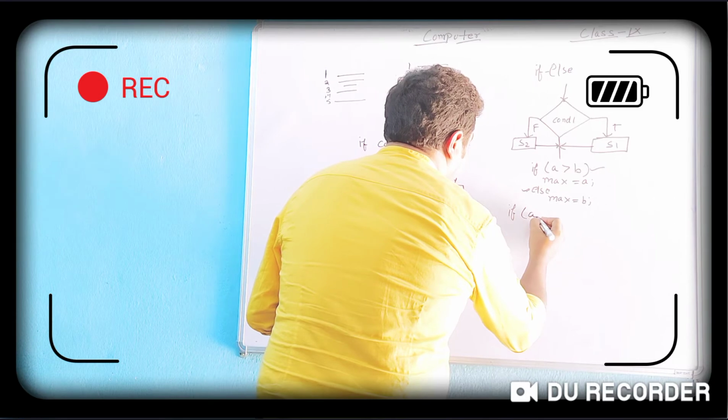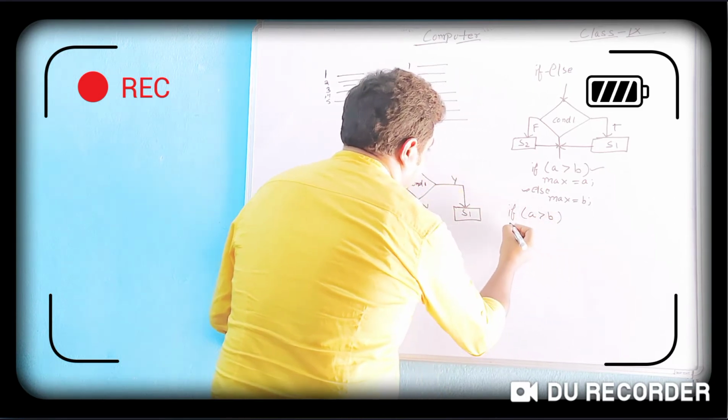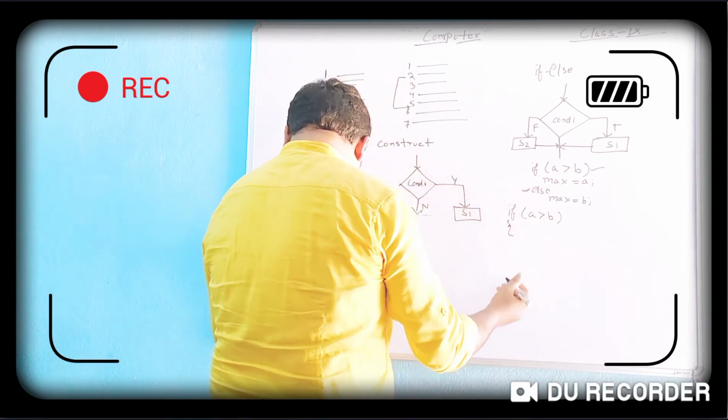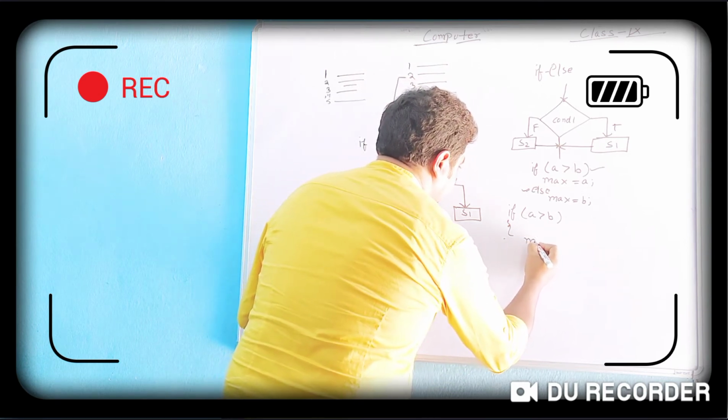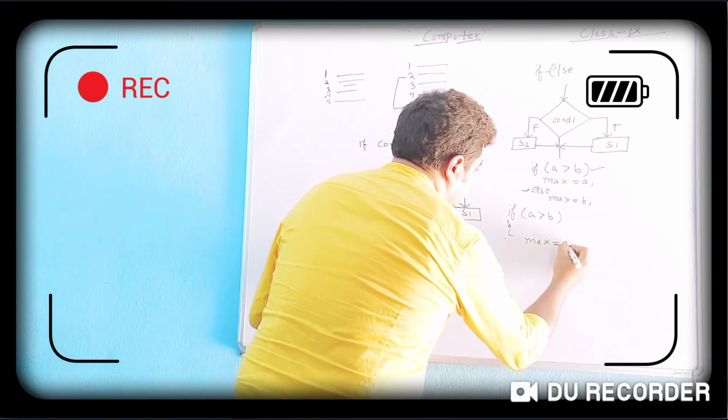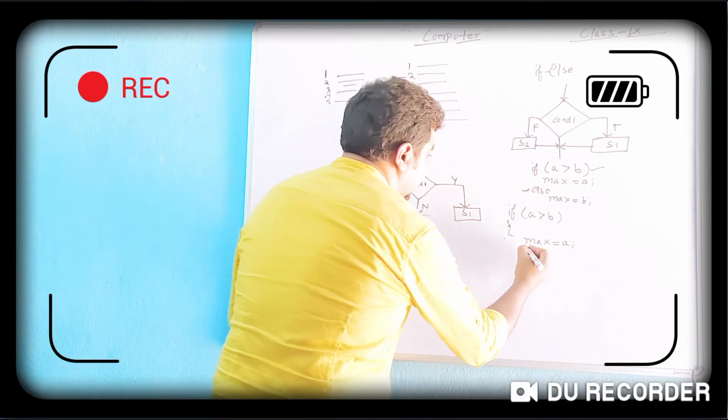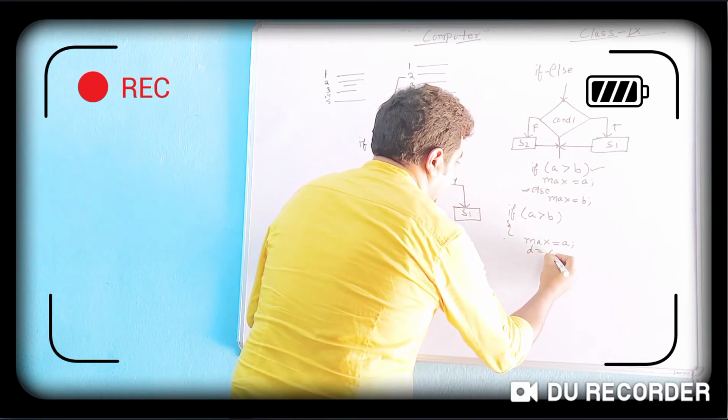If A is greater than B, first you are storing which value is maximum: max is equal to A. This is the first statement we are getting. Now the second statement you will be getting is D equal to A minus B.